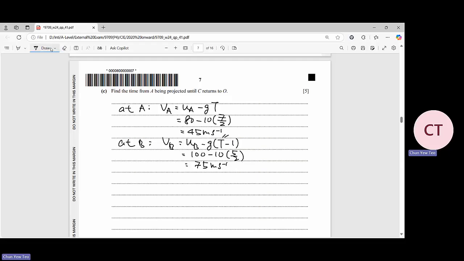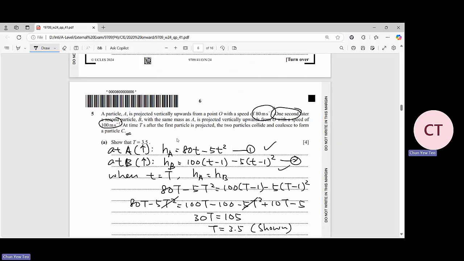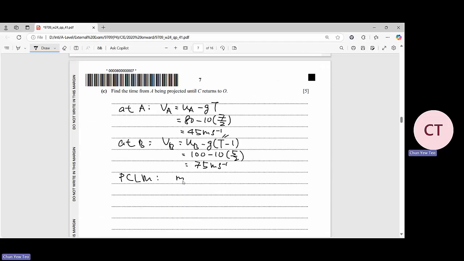That means they're actually both in the same direction when they collide. So now we can use the principle of conservation of linear momentum. The question mentioned that the mass of A and the mass of B are the same. So M UA plus M UB is equal to M plus M VC.